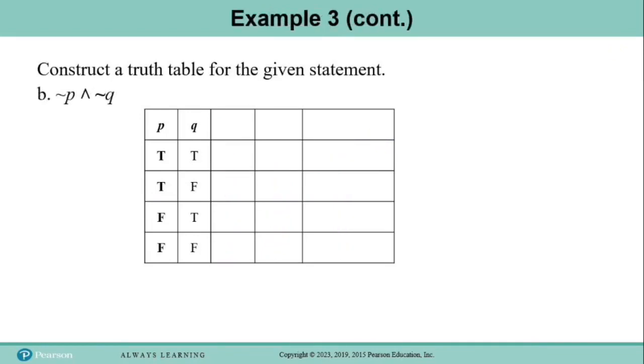Let's look at part B. So part B is very similar to part A, except we have an and where part A had an or. So we still need to start by finding not P and not Q. So those will be our first two column headings.